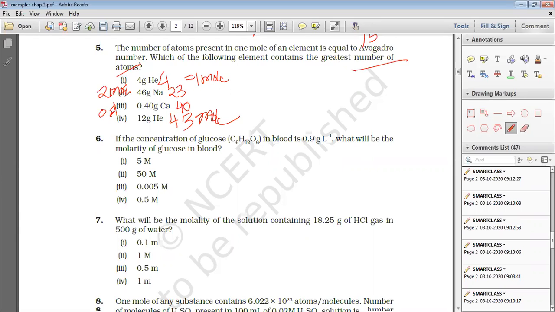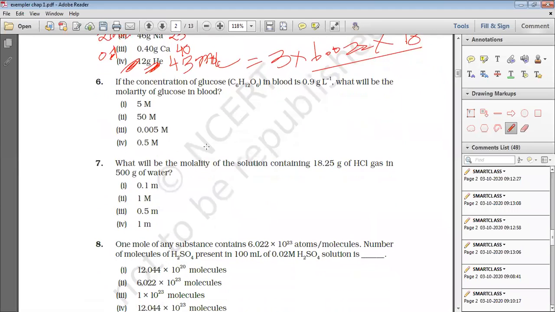12 gram of helium. Which one has got the highest mole? Option 4, the fourth one, because this is 3 mole. So for helium, the total number of atoms would be 3 into 6.022 into 10 to the power 23, and that is why it is going to be the correct answer. Let's move to the next question.